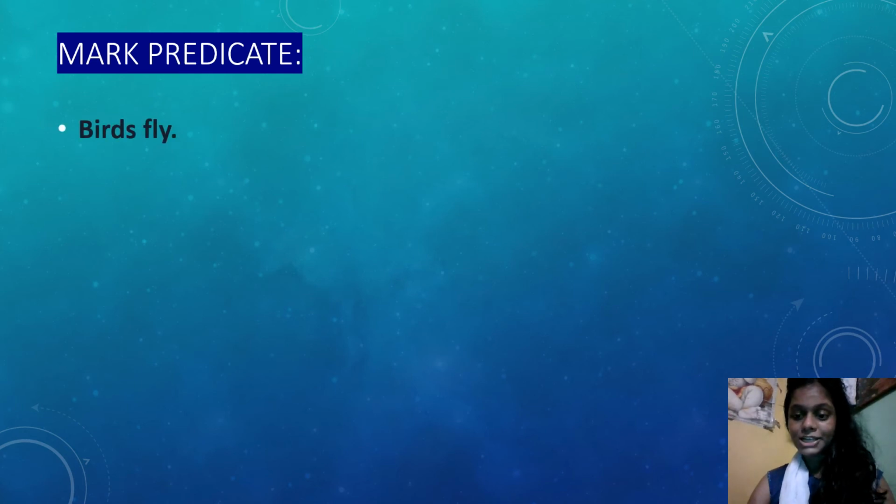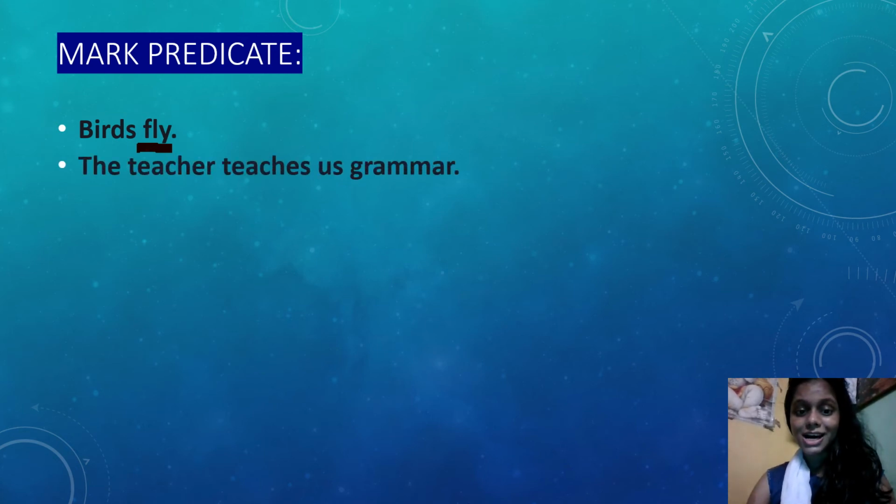See here, birds fly. Which word shows the action? Fly. So fly is your predicate. It shows the action of the subject, what the subject is doing. Next: the teacher teaches us grammar. Tell me in this sentence, where is the verb? Yes, very good. Teaches. This word shows the action done by the teacher. Teacher is your subject. So teaches us grammar is your predicate.